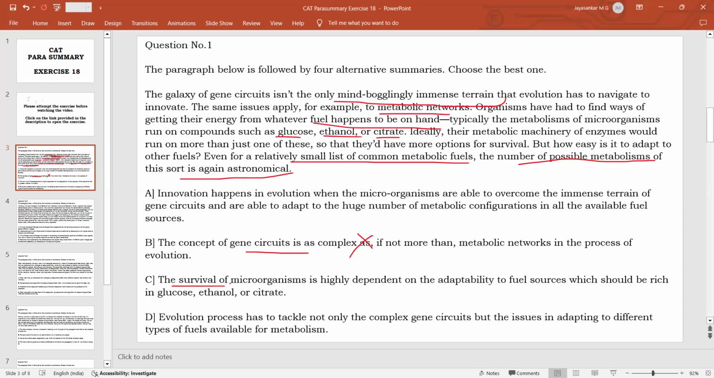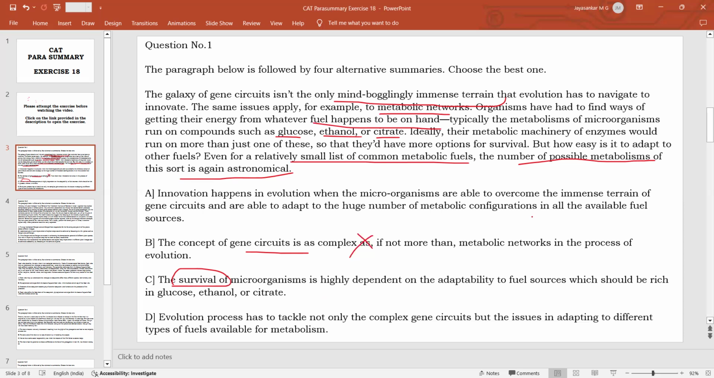First problem is survival. We are not talking about survival, we are talking about innovation. So when innovation happens in microorganisms, it is dependent on the adaptability to fuel sources. And what kind of fuel sources? Other sources of fuel, which is different from the common compounds such as glucose, ethanol, or citrate.